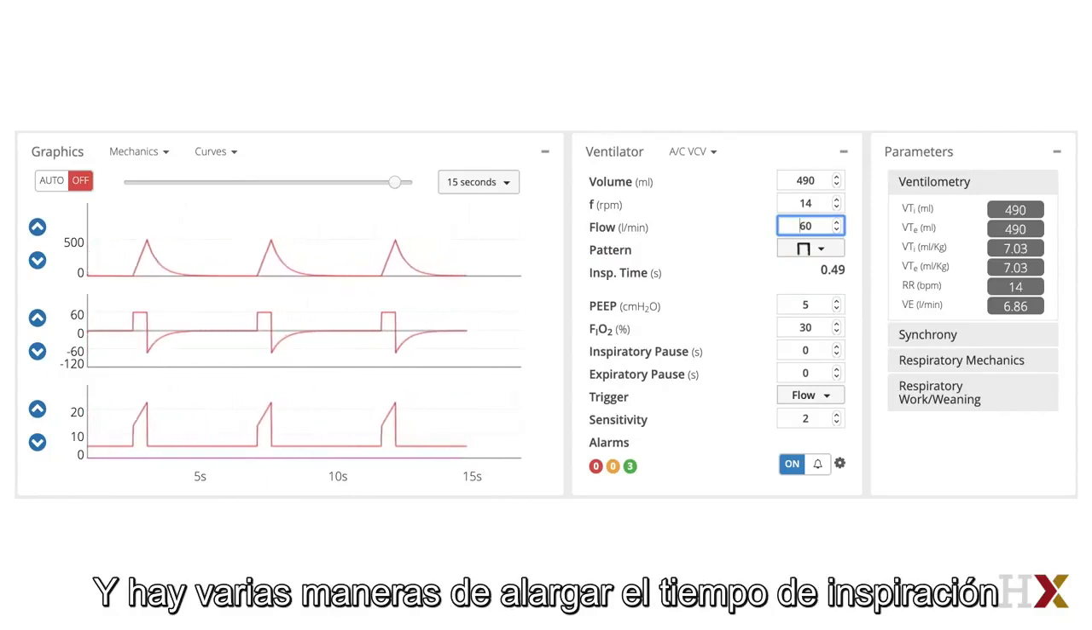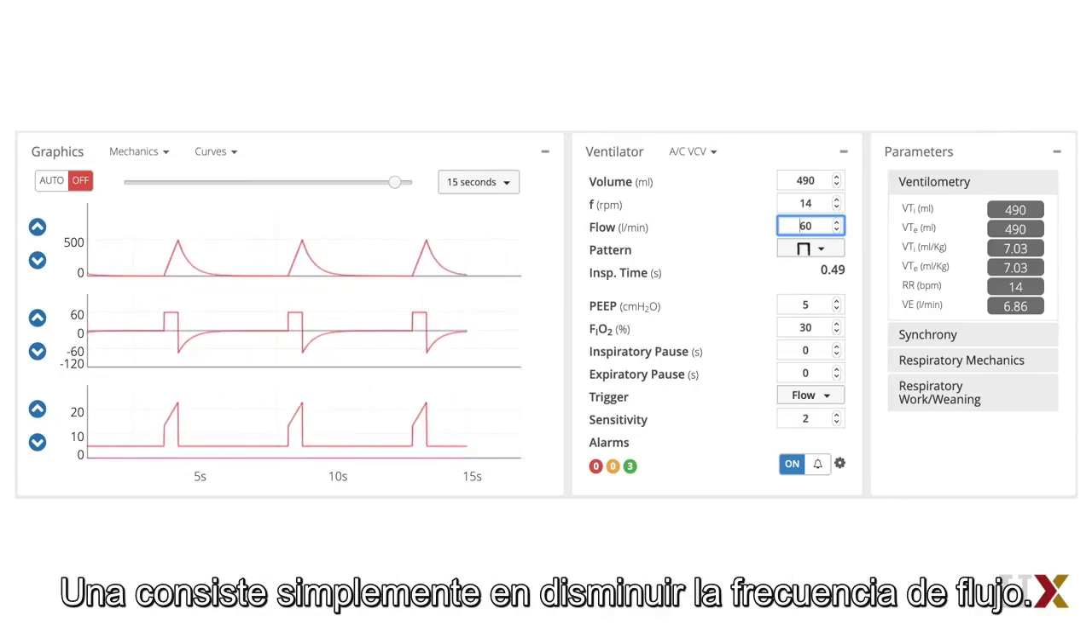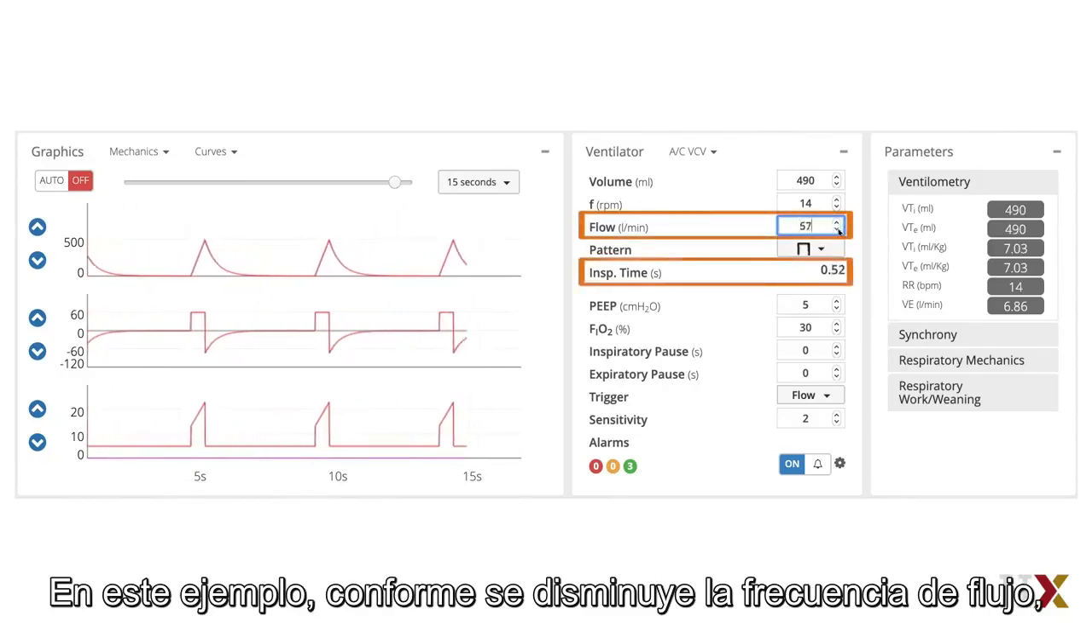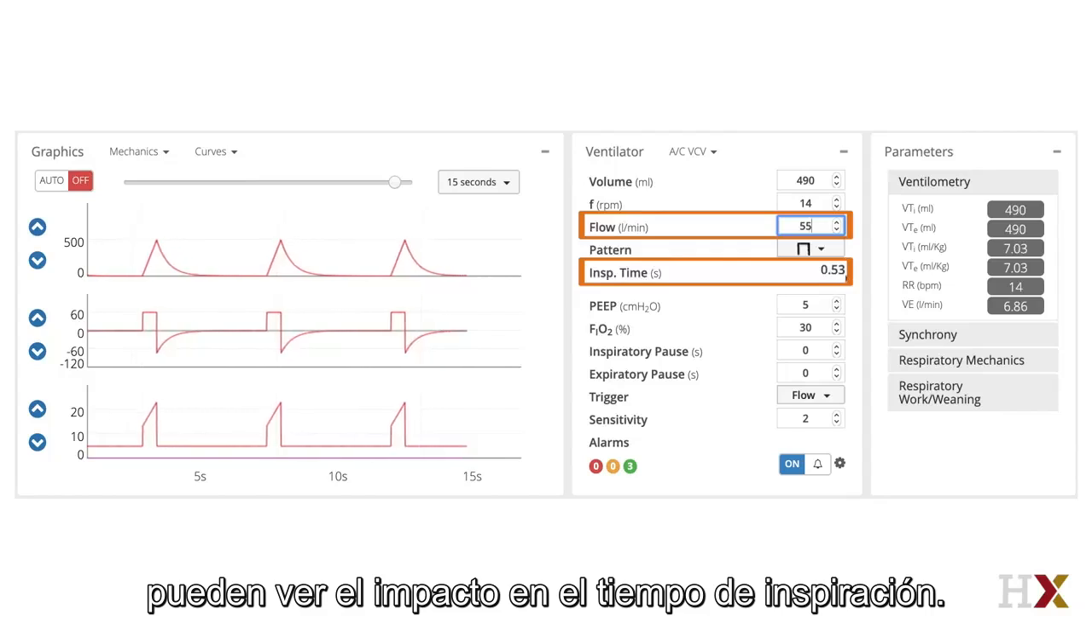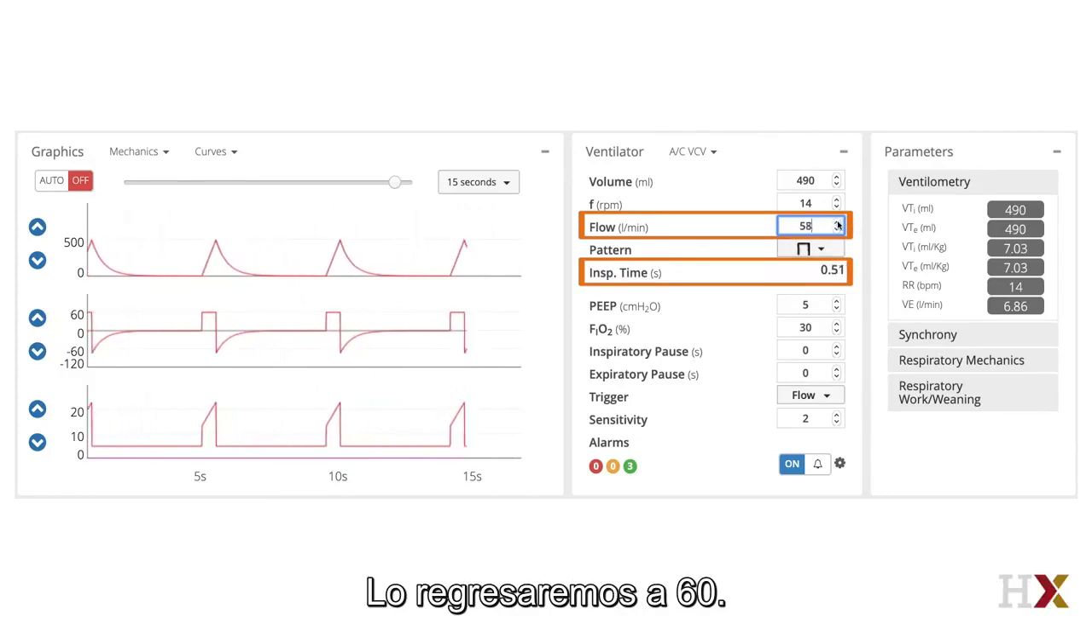And there are a few ways to lengthen the inspiratory time when using volume assist control. One is to simply lower the flow rate. In this example, as you lower the flow rate, you can see its impact on the inspiratory time. Please remember that the setting should be between 50 and 60 liters per minute. We'll return it back to 60.